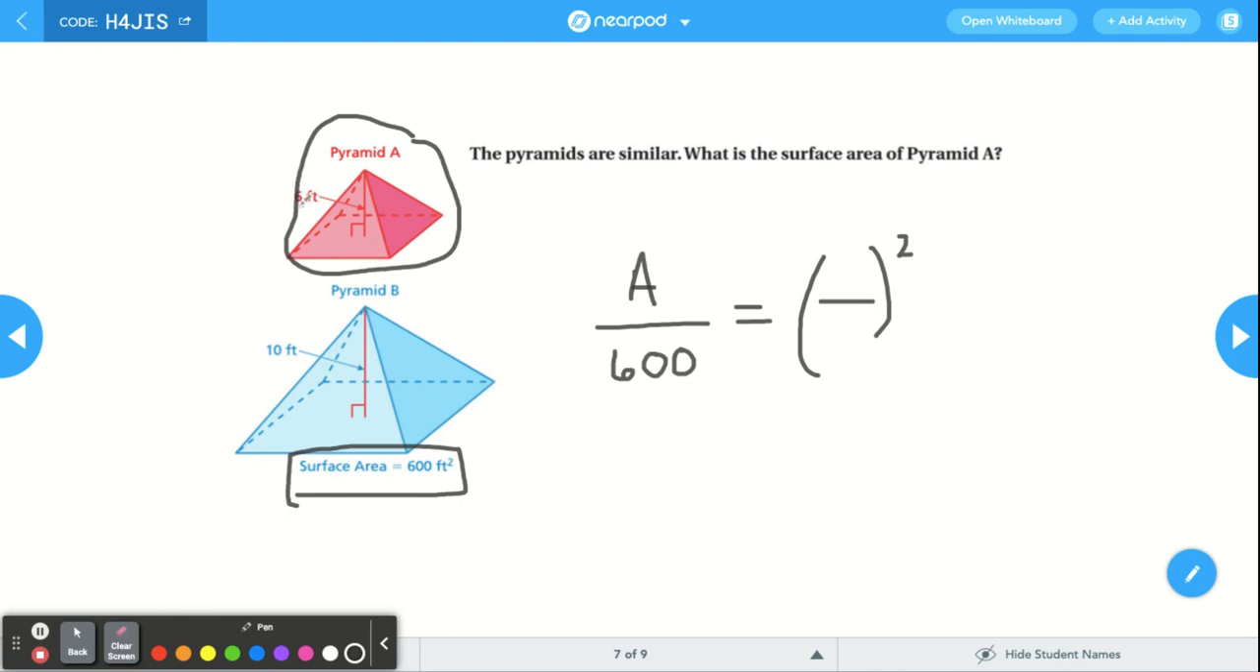So for A, we know the 6 corresponds to the 10. So the first thing that I'm going to do is square that side before I start trying to solve. So A is to 600 as 36, 6 times 6, is to 100.